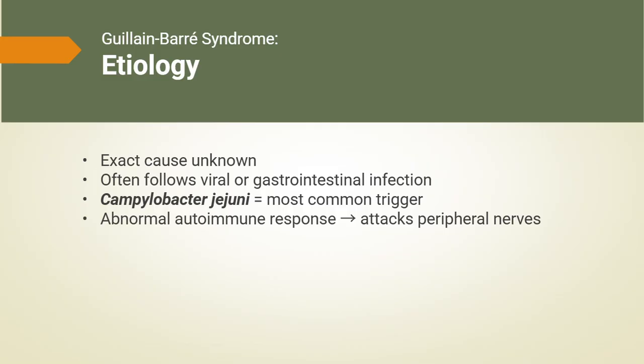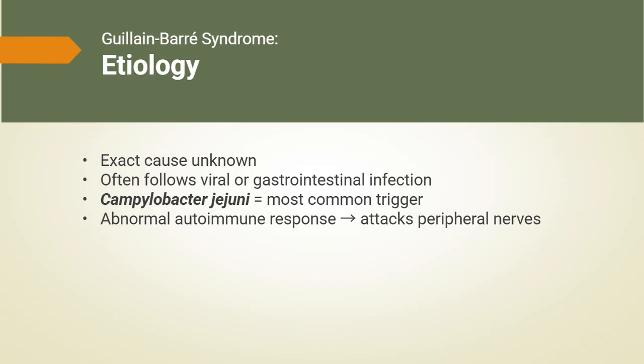As far as the etiology or causes of Guillain-Barré syndrome, one of the most important things for us to understand is that the exact cause is still unknown. What we do know is that Guillain-Barré syndrome is believed to be triggered by an abnormal autoimmune response. The immune system becomes activated after a viral or bacterial infection, or less commonly after a vaccination or surgery, and then mistakenly attacks the peripheral nerves.